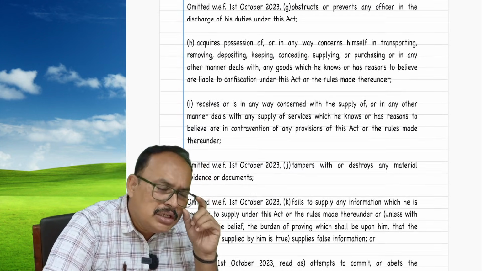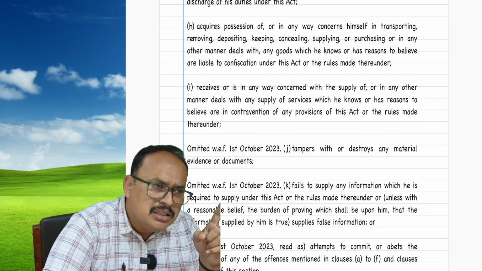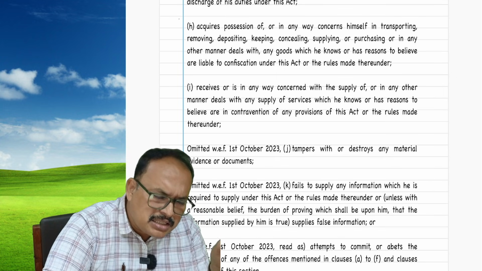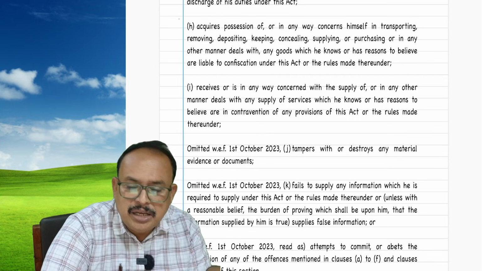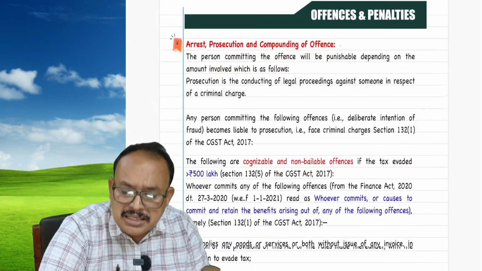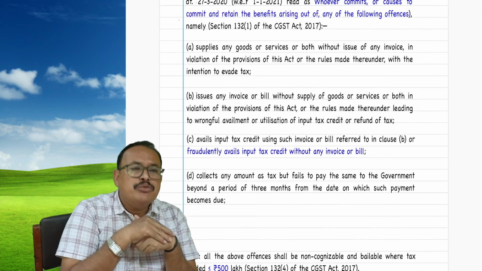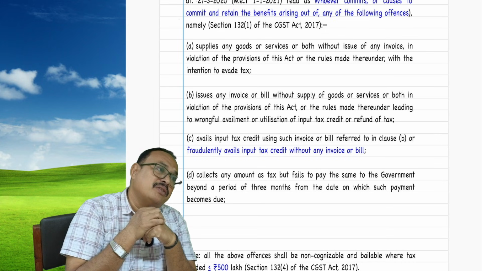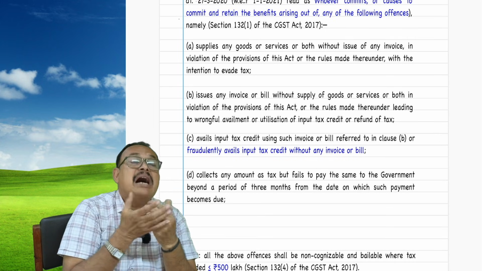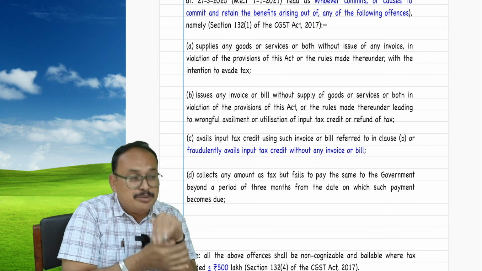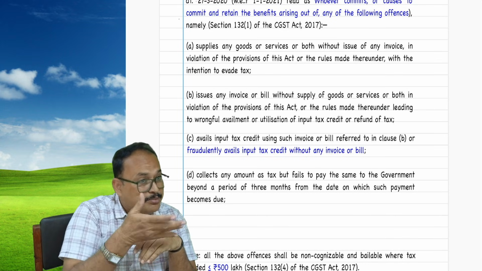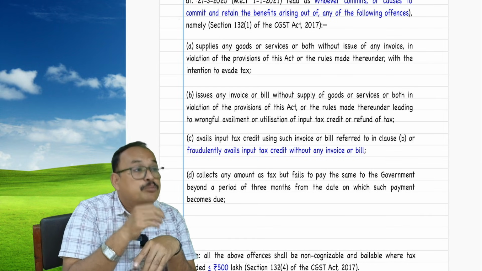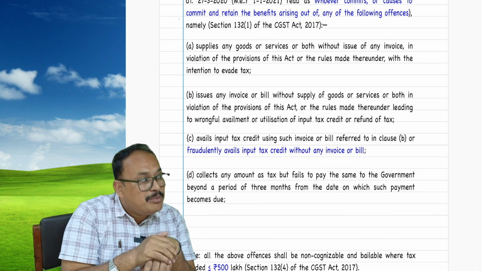In that case, I am looking directly here at section 132, subsection 1, class A, class B, class C, class D offences. What does class A refer to? Class A refers to goods or services supplied without issue of invoices. Class B, issue of invoices without supply of goods or services. Class C, availing and utilizing input tax credit based on the fake invoices as per class B. Class D, tax collected but not paid for a period of more than 3 months from the due date.